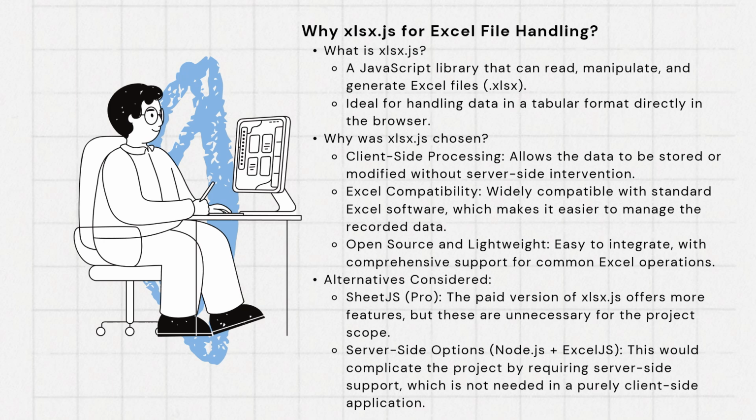Why XLSX.js for Excel file handling? What is XLSX.js? A JS library that can read, manipulate, and generate Excel files, ideal for handling data in tabular format directly in the browser. Why was it chosen? Client-side processing allows the data to be stored or modified without server-side intervention. Excel compatibility: widely compatible with standard Excel software, which makes it easier to manage the recorded data. Open source and lightweight, easy to integrate with comprehensive support for common Excel operations.